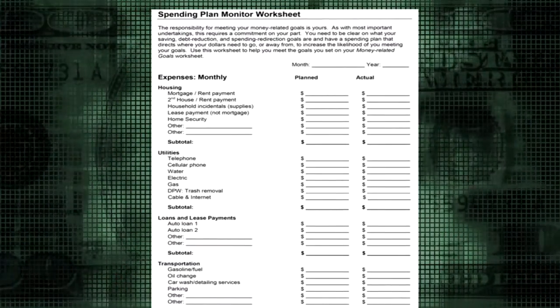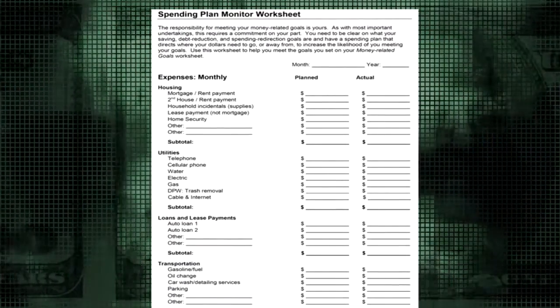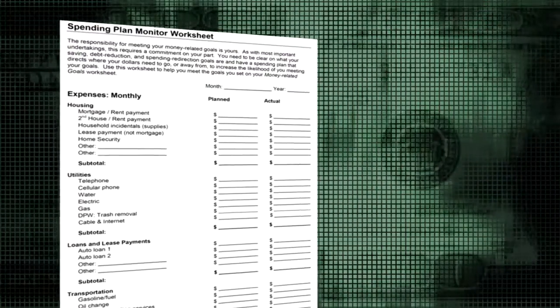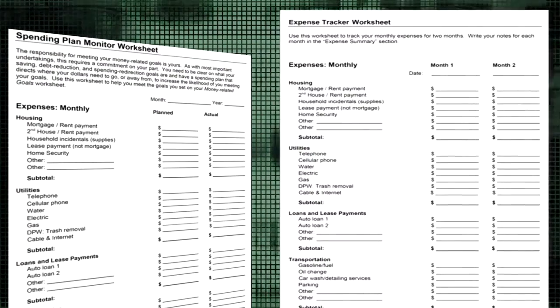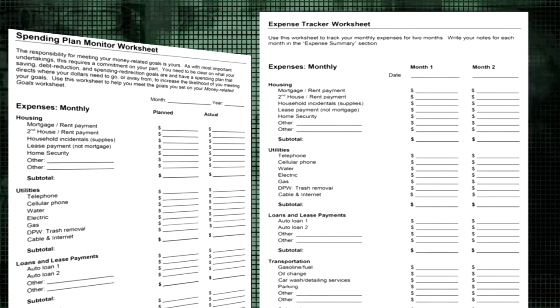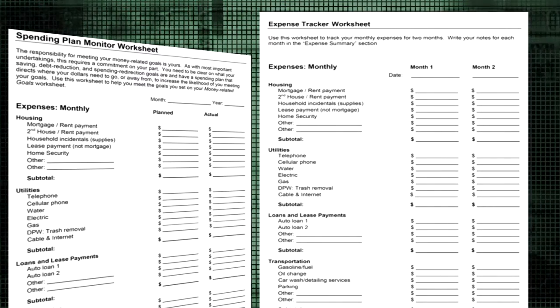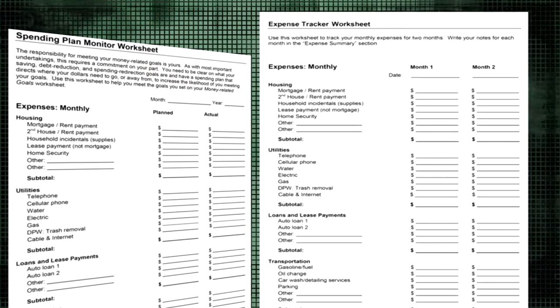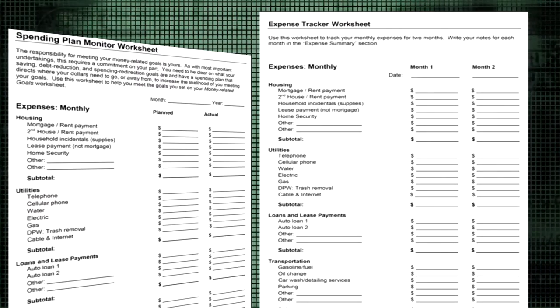The Spending Plan Monitor worksheet is laid out like your Expense Tracker worksheet in Video 2, but there's a difference in how they're used. The Expense Tracker is an as-is reality check worksheet. You use it to see where your money is going and in what amounts over a two-month period. It helps show where problems are in your spending pattern.